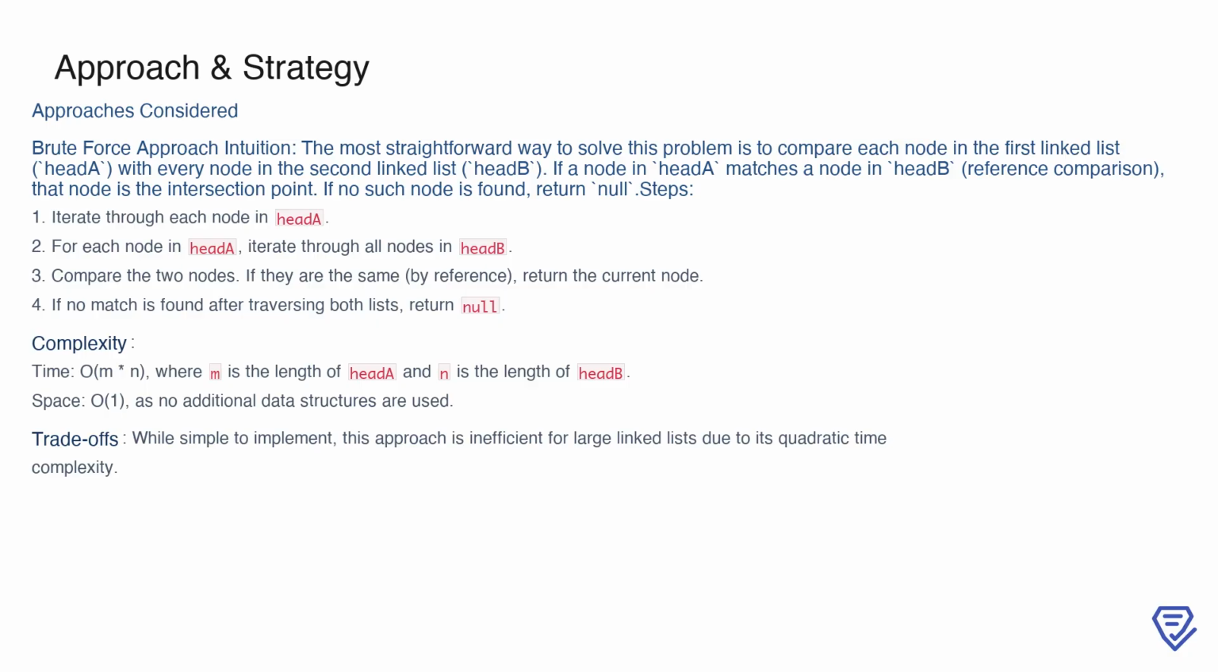While this method is easy to understand and implement, its time complexity is O(m*n), where m and n are the lengths of the two lists. This is because every node in one list is compared against every node in the other.